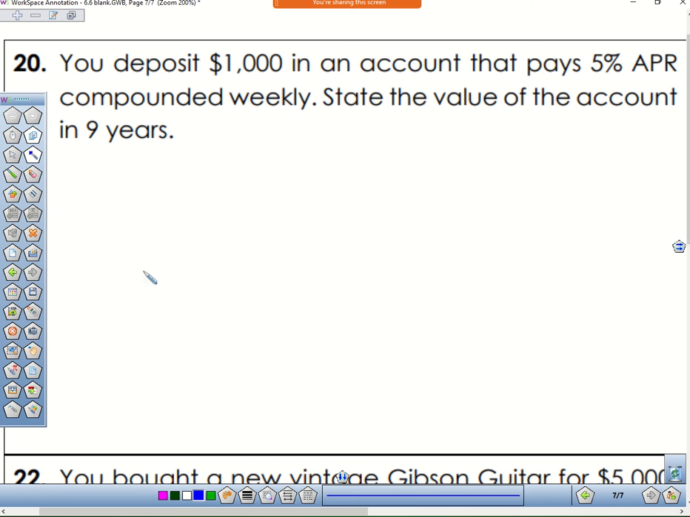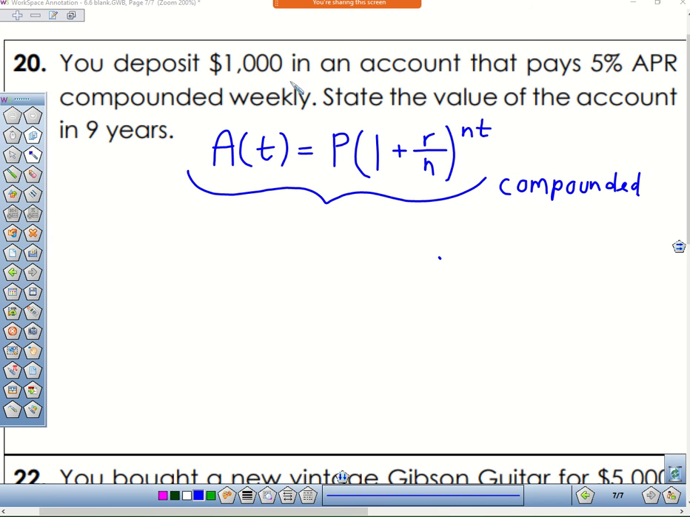Alright, so we are going to go over number 20 if anybody is interested, if you haven't done it yet. So you deposit $1,000 into an account that pays 5% annual percentage rate, compounded weekly. State the value of the account in 9 years. We can start. So it says you deposit $1,000, this is your P value, your principal, into an account that pays 5%, so 0.05, compounded weekly. State the value in the account in 9 years.